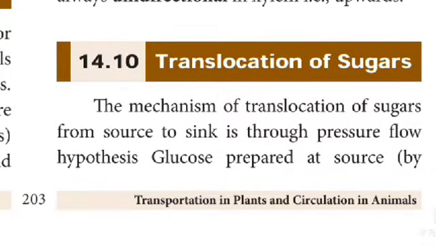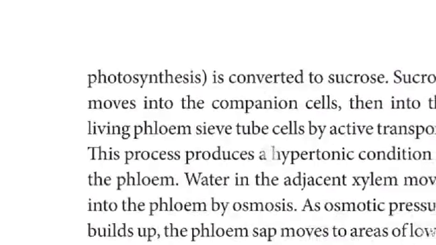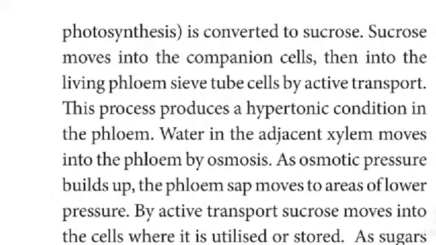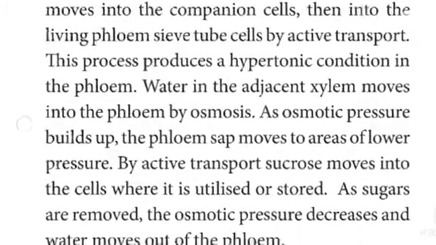Translocation of sugars. The mechanism of translocation of sugar from source to sink is through the pressure flow hypothesis. Glucose prepared at the source by photosynthesis is converted to sucrose. Sucrose moves into the companion cells, then into the living phloem sieve tube cells by active transport.